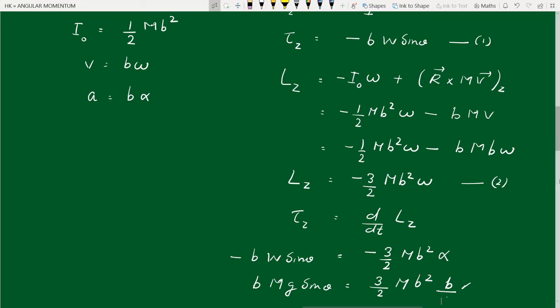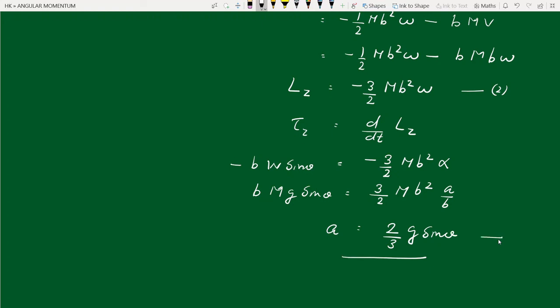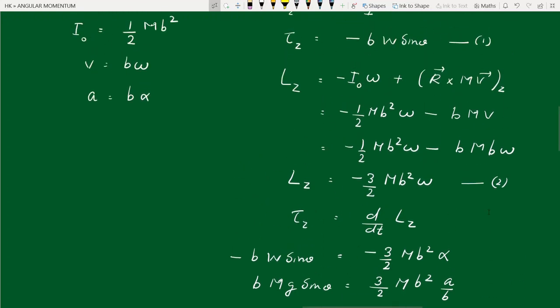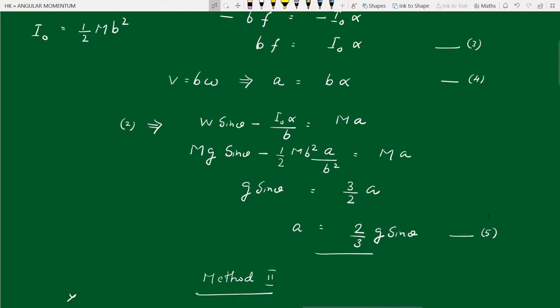Here alpha is a by b. So m will cancel, b will cancel on both sides. Therefore a is equal to 2 by 3 g sine theta, which is the same as the result that we obtained in the previous case using method 1. Here also we have obtained 2 by 3 g sine theta.